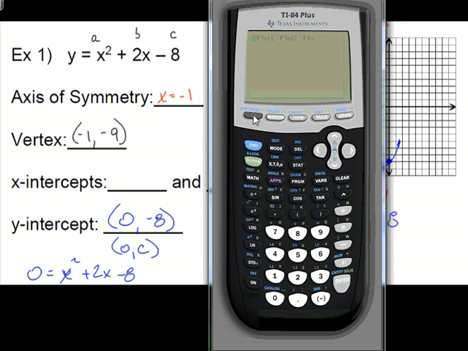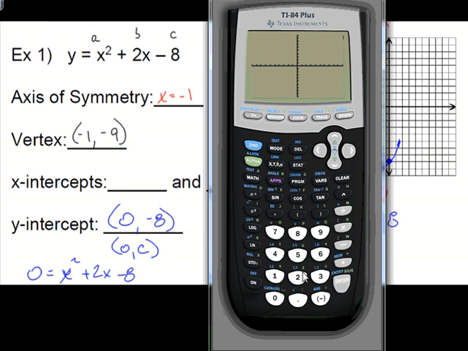So I hit the y equals button, and here in y1 I want to place my equation. Here I'm going to put in x squared plus 2x minus 8. Then in y2, I'm going to put in 0, because I'm looking for my x-intercept, which therefore y would equal 0. So I can find the intersection of these two.